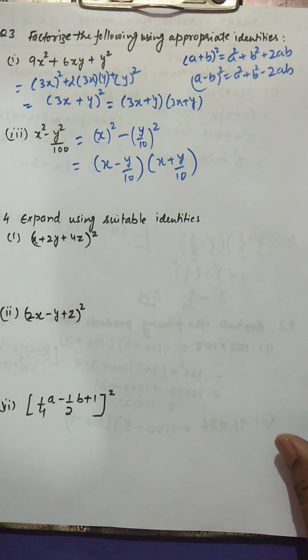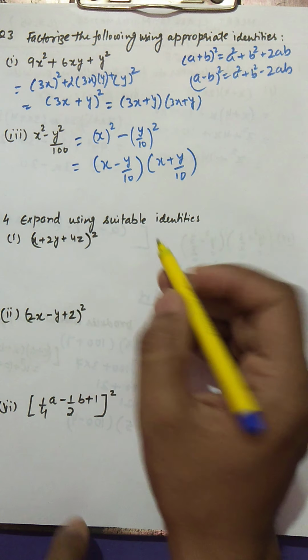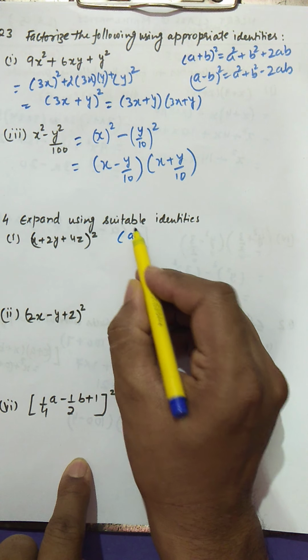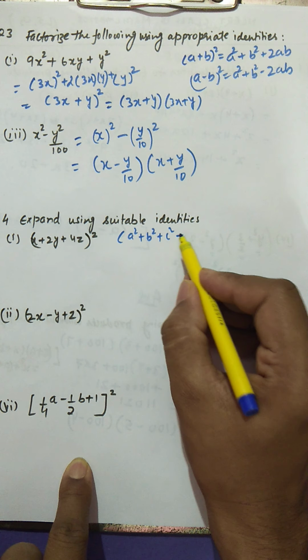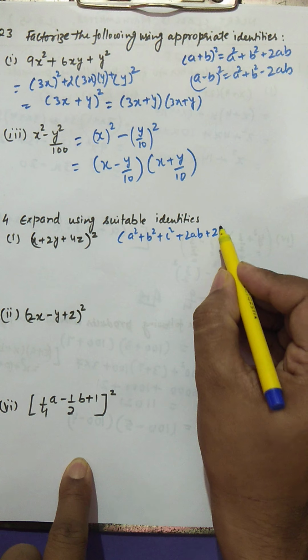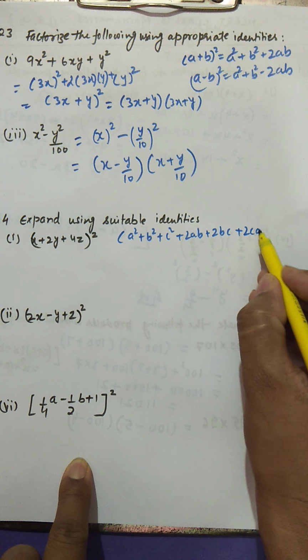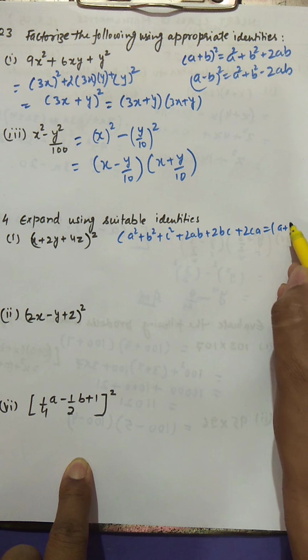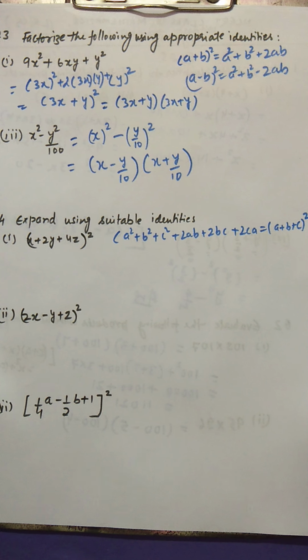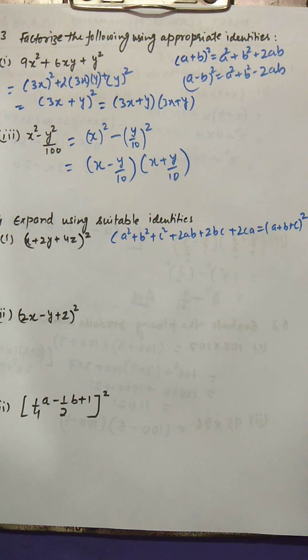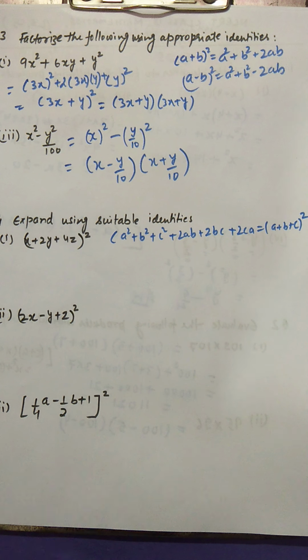Now come to this, you must have done one identity, that is a square plus b square plus c square plus 2ab plus 2bc plus 2ca. This is equal to (a plus b plus c) whole square. So this identity we have done. Now you can see how it can be used. Now I'm going to use this identity.